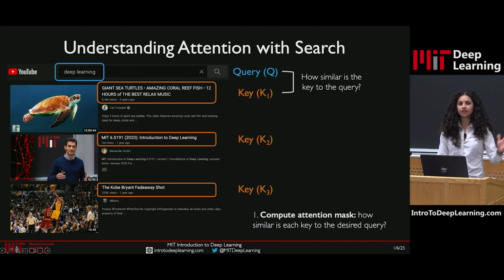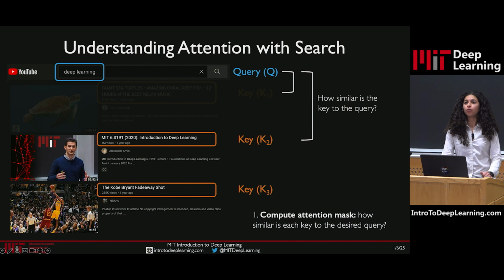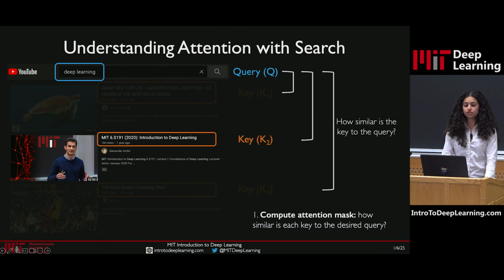First instance, a beautiful video about elegant sea turtles, not similar. A video from our past lecture on deep learning, yes, similar. A key related to Kobe Bryant's fadeaway, not similar. So now we've identified the key that's important. We want to attend to this.